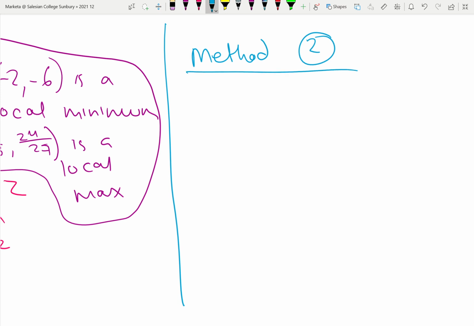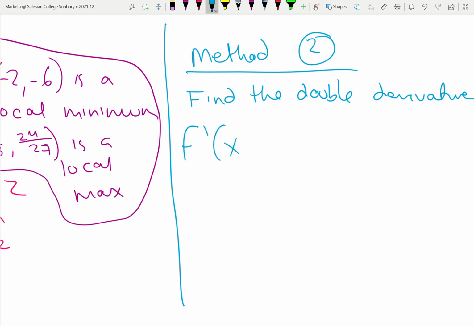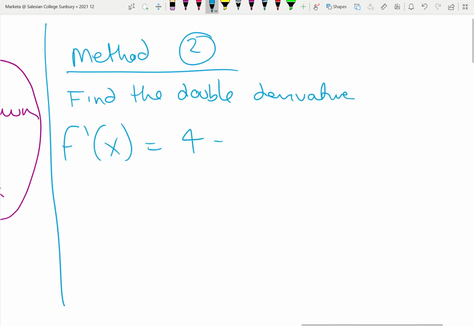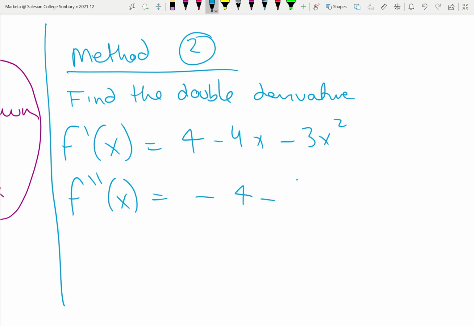So method 2, find the double derivative. In this case, we've got f of x. The derivative function is 4 minus 4x minus 3x squared. So the double derivative is where we derive that twice. So we're going to get negative 4 minus 6x. And then we can find, at x is negative 2, negative 4 minus 6 times negative 2. So negative 4 plus 12 is going to give us 8.